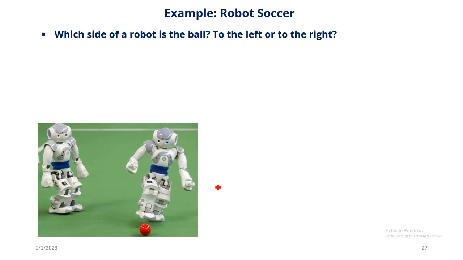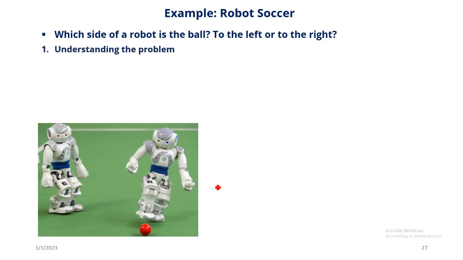So for a simple problem like this, which is so easy for human beings to do, it's very simple for a human being to know whether the ball is in front of him or to the left of himself, as long as his eyes are not closed. But how does a computer represent such a problem?